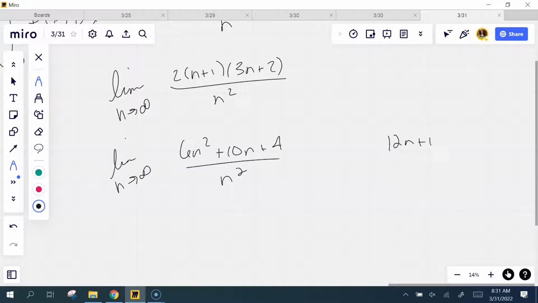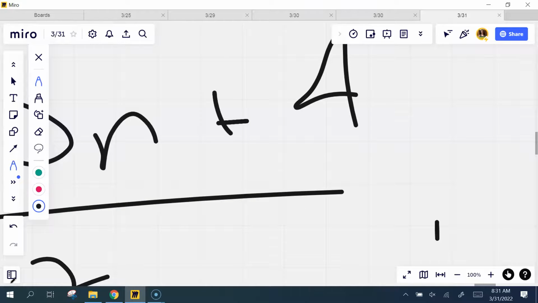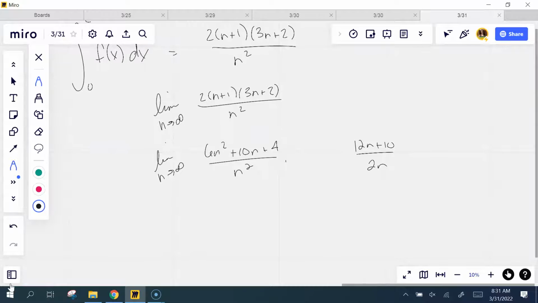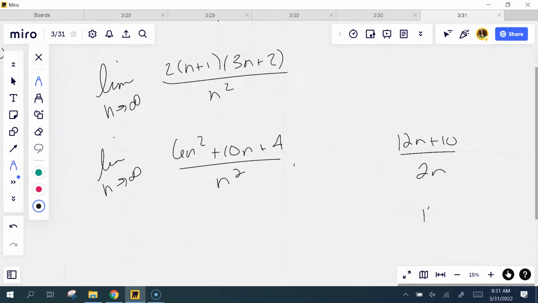So 12n plus 10 over 2n. I'm still infinity over infinity. So I get, whoa, 12 over 2, which is 6, which is B. Should I just take the derivative? Just keep on deriving. All right, let's move to calculator.